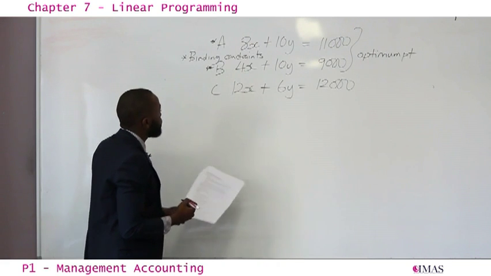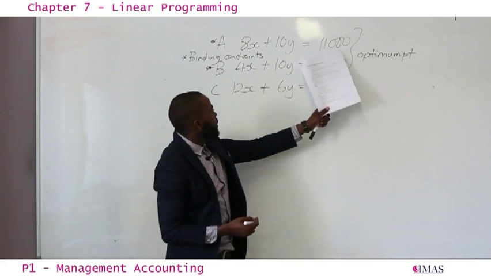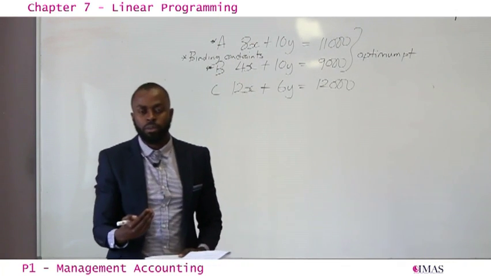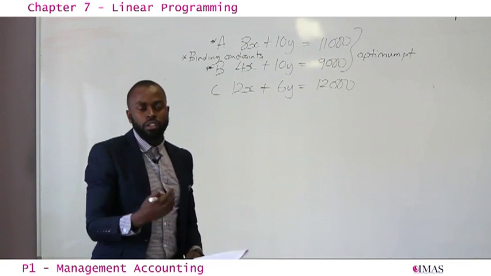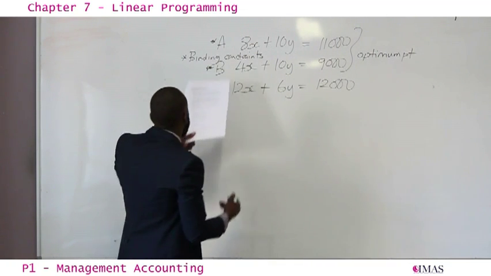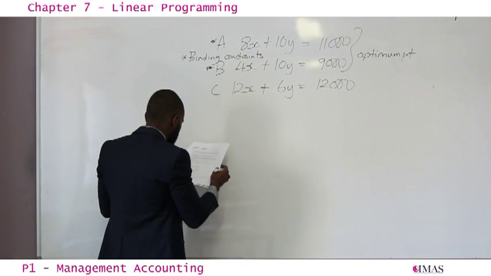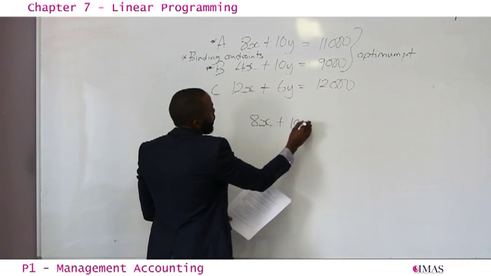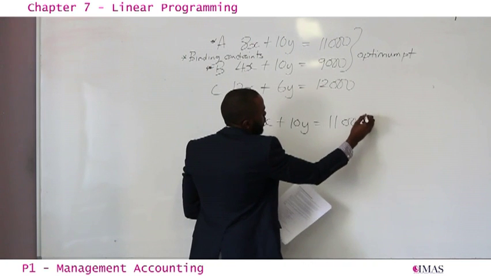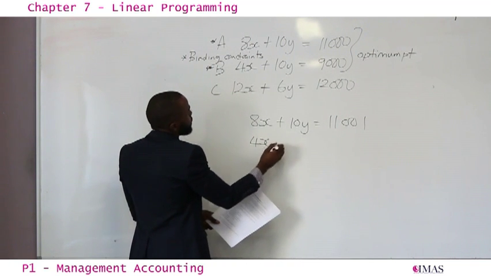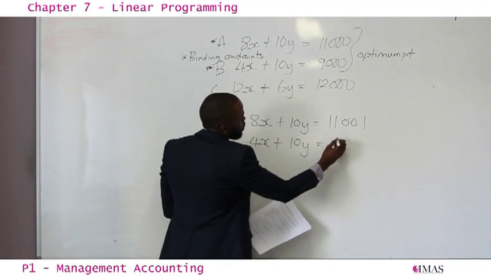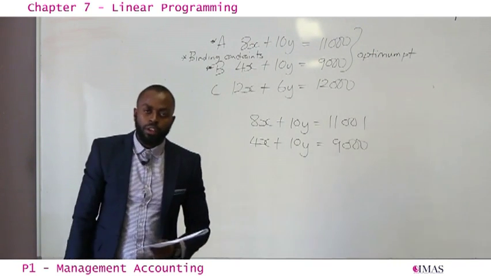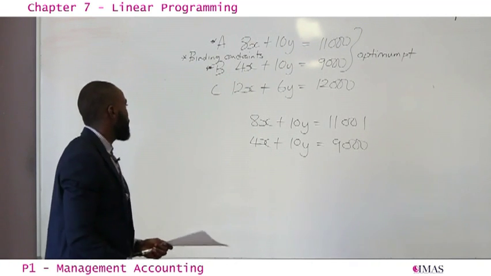So we're going to look at first increasing the 11,000 hours to 11,001, because remember we said shadow price is the extra contribution that we get by having one more of the scarce resource. So let's start with Department A. If we increase Department A by 1, we get 8x plus 10y equal to 11,001, and 4x plus 10y equal to 9,000.